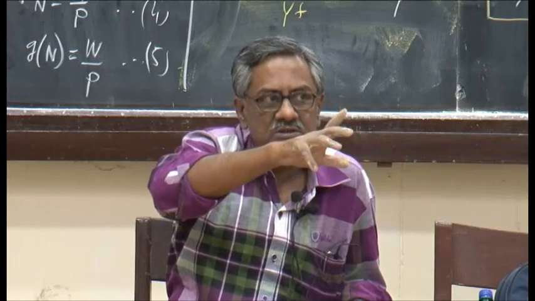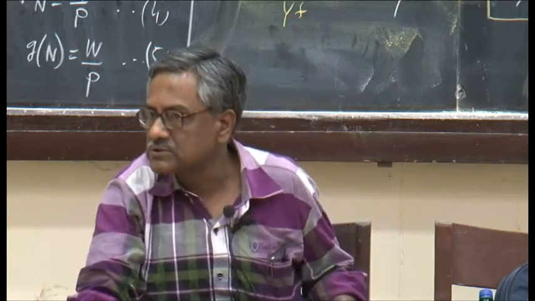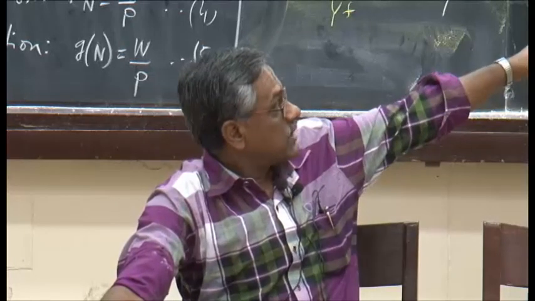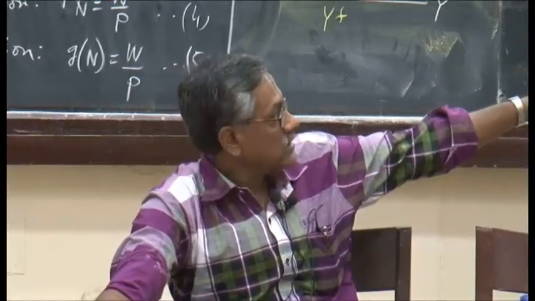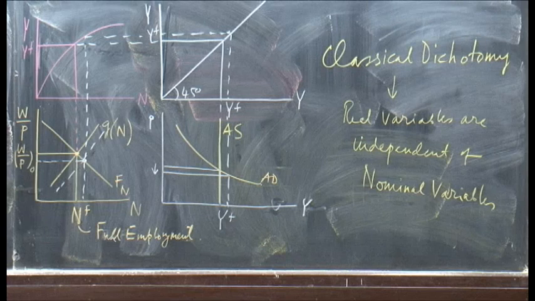nominal changes in money supply or anything don't affect real variables. So the classical dichotomy I have written very clearly: real variables are independent of nominal variables. But nominal variables are not independent of real variables. They depend upon them. Recursive model, I told you about recursive model. So this is the understanding you require of the classical model. Slightly complicated, but not much.